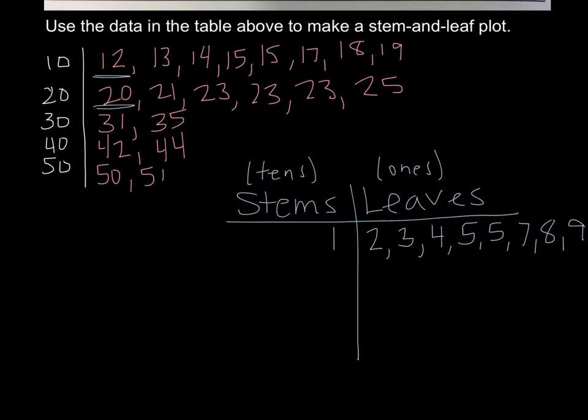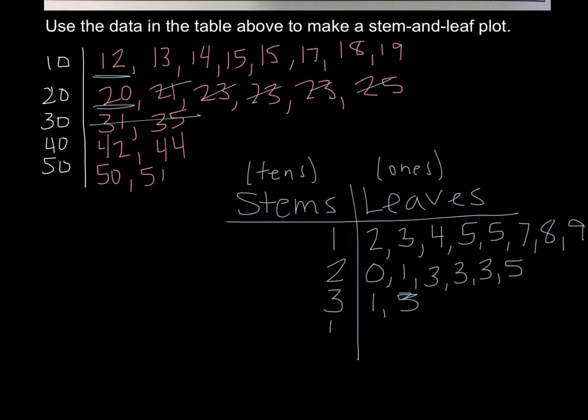So now for 20, I have a 20, 21, 23, 23, 23, 25. Okay, in my 30s, I have a 31 and a 35. That's a 5, sorry, got a little messy. For my 40s, I have a 42 and a 44. And for my 50s, I have a 50 and a 51.